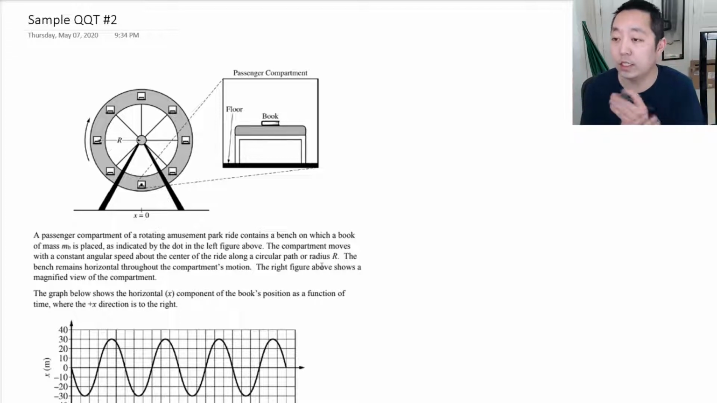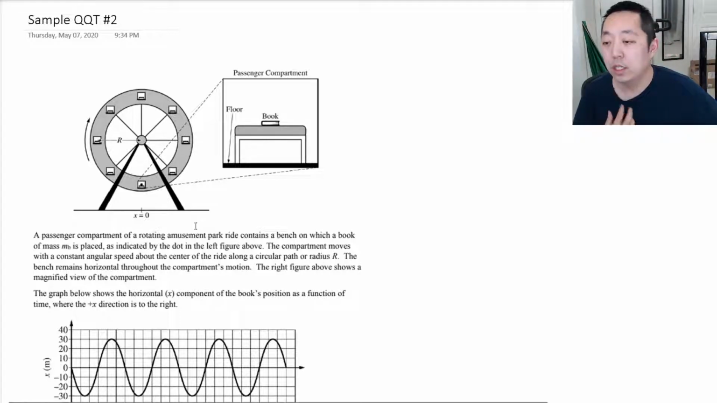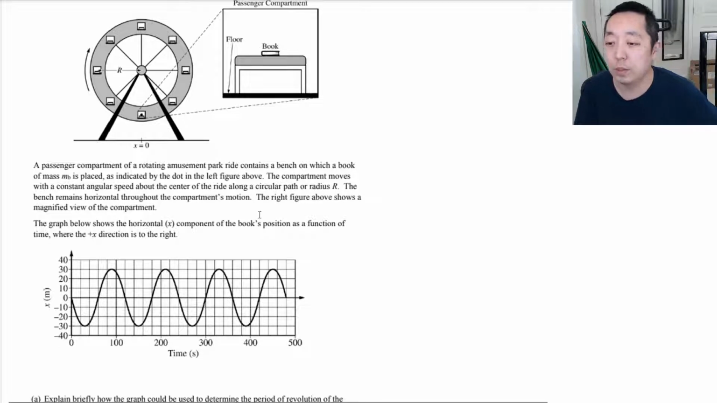So let's take a look at this first. This is a QQT problem, so you're supposed to have 25 minutes for this question and then an additional 5 minutes to submit your answer. So we have a passenger compartment of a rotating amusement park ride that contains a bench on which a book of mass MB is placed, as indicated by the dot on the figure above. So it's going like this.